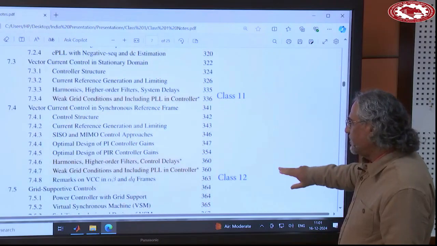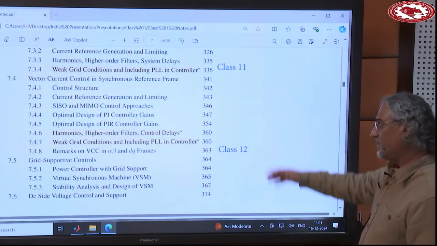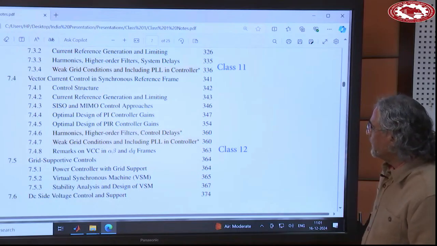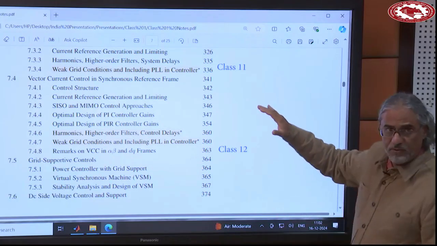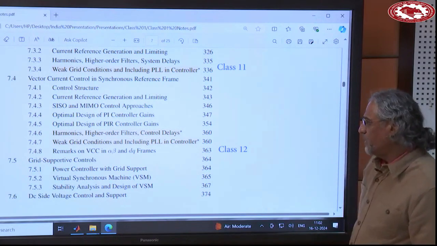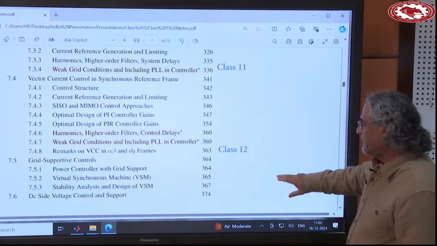And then vector current control in synchronous reference frame, a very common control approach. So we cover that here. We have some innovative things to add in terms of optimal control design. So we will go into details of that as well.